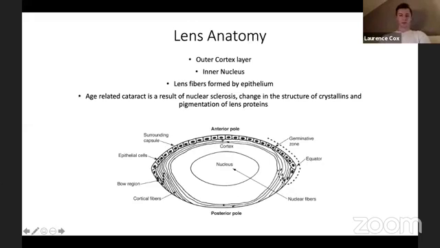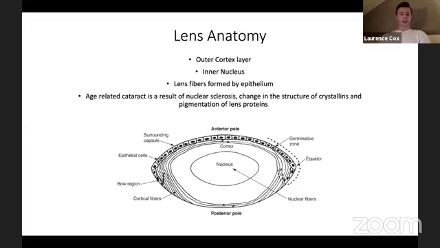So lens anatomy, I'm sure we're all very familiar with this, but you can see a nice diagram at the bottom here. This is an axial section through the lens, and you can see there's an anterior pole, a posterior pole, and an equator. Along the anterior pole and around the equator, you can see the epithelium, and the epithelium produces these circumferential cortical fibers that you can see. There's the cortex and the nucleus.